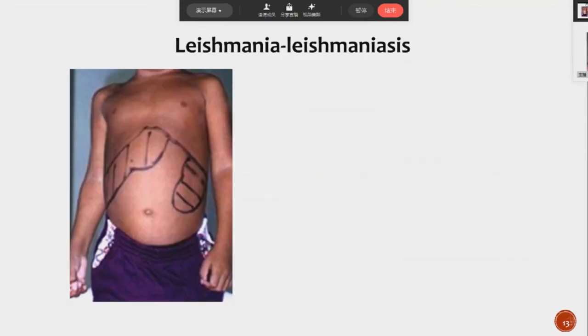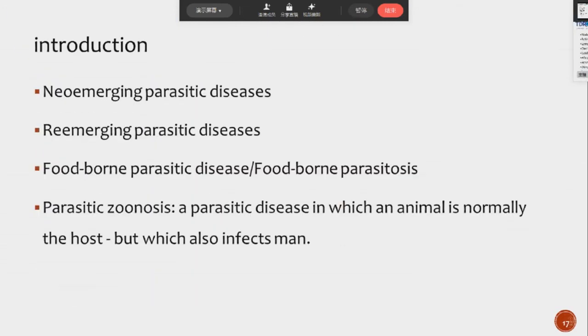The last example is Leishmania. It also causes an enlarged liver or enlarged spleen, yes? And the patient has fevers and pigmentation, so we call it black fever. For this disease, Leishmania, we can call it black fever. But after treatment, some patients will have changes on their face. They will have nodules.